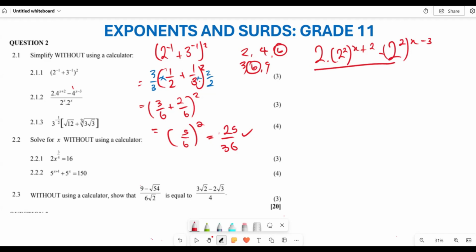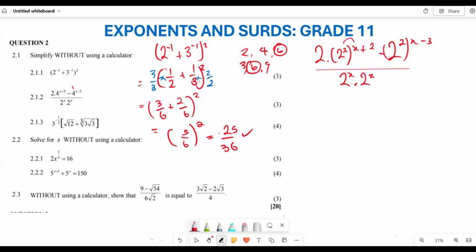Now this is going to be divided by, what is going to be the denominator here? Can you see that here we have 2 to the power of x multiplied by 2 to the power of x. Now I want to apply the law after this. What can I do from here? Remember, when I multiply the same base, I am going to add the exponents. But I must start here.